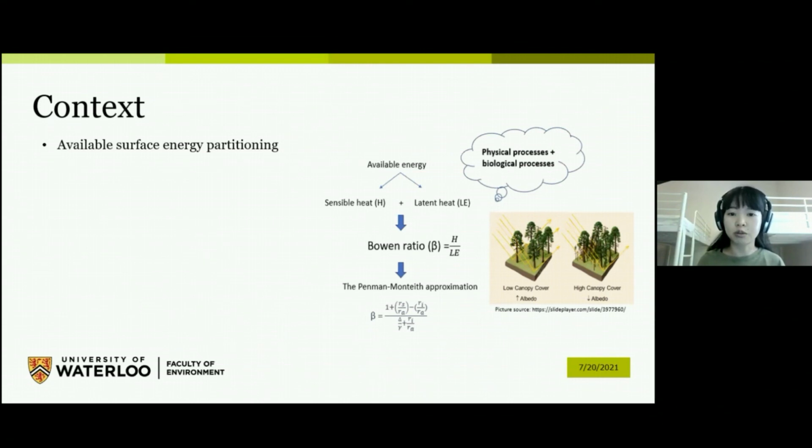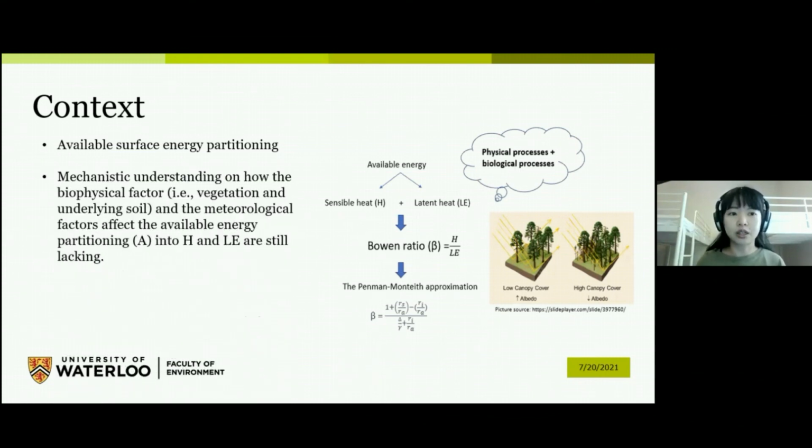So in the Penman-Monteith approximation, the Rs, which is the surface resistance, is denoted as the biophysical control in our study, while the rest of the terms, such as the Ri, which is the climatological resistance, Ra, which is the aerodynamic resistance, and the ratio of delta to gamma, which is an equation related to the air temperature, are grouped as the meteorological factors in affecting the Bowen ratio.